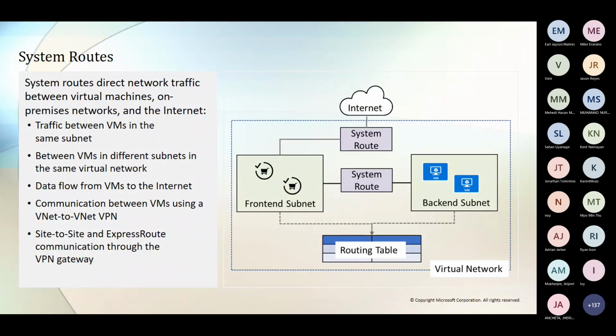also uses an automatically generated system route when we do VNet to VNet peering to connect two virtual networks. Site to site and ExpressRoute communication through the VPN gateway is also done by the system route. When you create these things, a system route is automatically generated to create the path of data flow. And this is the routing table. A routing table is one table where all the records are kept of how machines or devices can connect with each other and which way data is flowing.